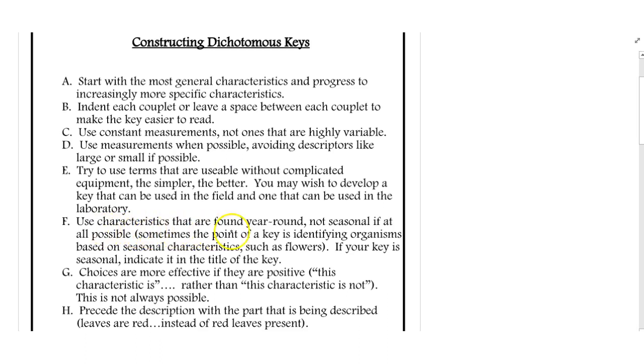Use characteristics that are found all year round, not seasonal. So there are some animals that only have fur in the winter and they lose it in the summer. Well, if you're collecting that animal in the summer and trying to identify it, then that key is going to be useless to you because you're not seeing fur there, which is only visible in winter. Choices are more effective if they are positive, so they have this characteristic, not they don't have this characteristic.